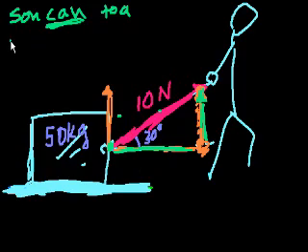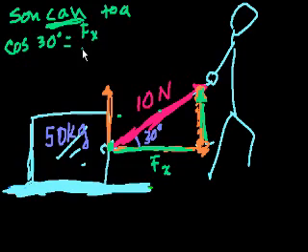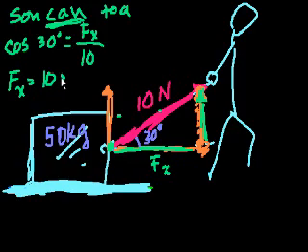So that tells us that the cosine of 30 degrees is equal to the adjacent side. Let's say that's the force in the x direction. That's the adjacent side, force sub x, over the hypotenuse, over 10. We can multiply both sides by 10, and you get the force in the x direction is equal to 10 cosine of 30 degrees. And let's figure out what that is. Well, if you know your 30, 60, 90 triangles, you could figure it out. It's actually square root of 3 over 2, cosine of 30 degrees.